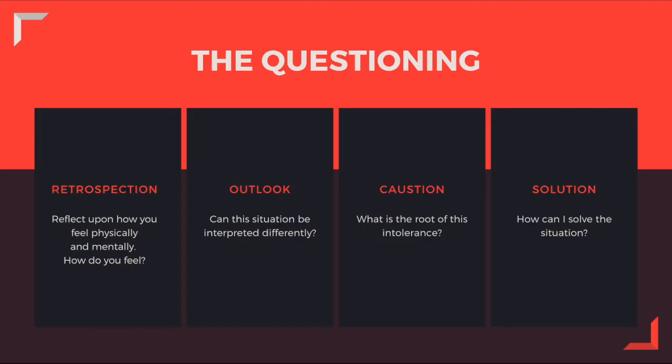So let's focus on four main ideas: retrospection, outlook, causation, and solution. When it comes to retrospection, you need to reflect upon how you feel physically and mentally. Ask yourself, how do I feel? What is the intensity of negative thoughts, feelings, and emotions you're experiencing? What is the intensity of the negative physical reaction you're also experiencing? Usually, when the negative effects are high, that can reflect upon low tolerance. And when the effects are low, this can reflect upon high tolerance.